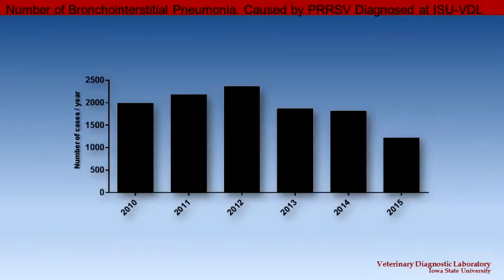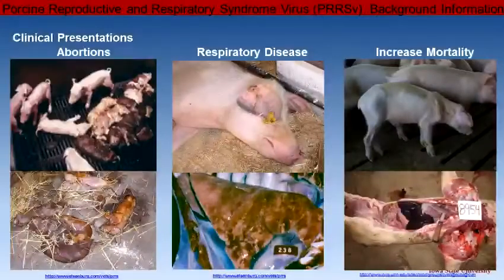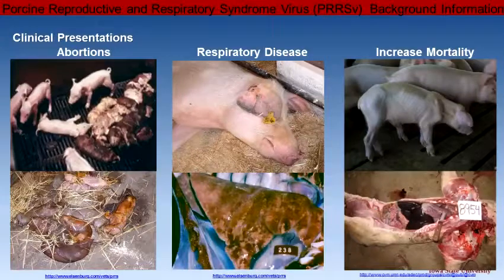So this is just total case numbers. Respiratory cases diagnosed only with PRRS, nothing else. There's no co-infection. And we're talking about an average of 2,000 cases a year only from the Iowa industry. This is what I was mentioning before, the different clinical presentations. So abortions, respiratory disease, and increased mortality in nursery and grower pigs.